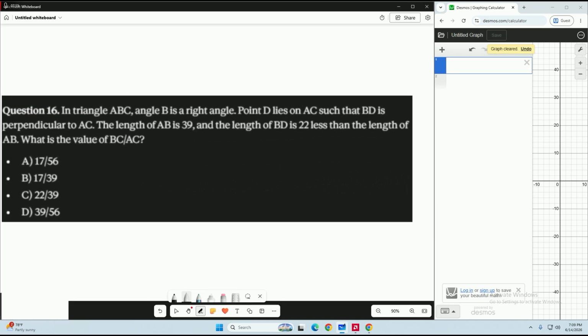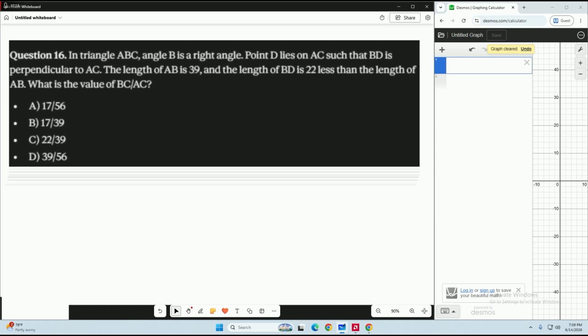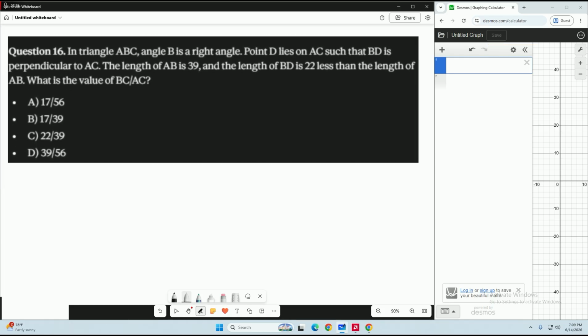Question 16. Okay, this is an altitude question. In triangle ABC, I'm going to draw that out. In triangle ABC, angle B is a right angle. So I'm going to say that's B, A up here, and C down here. Okay. Point D lies on AC. So I'm going to label point D right here.